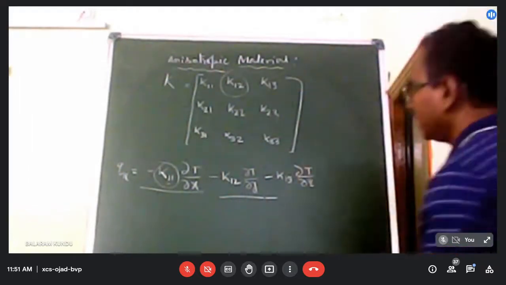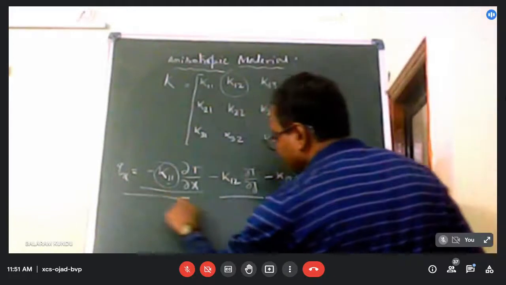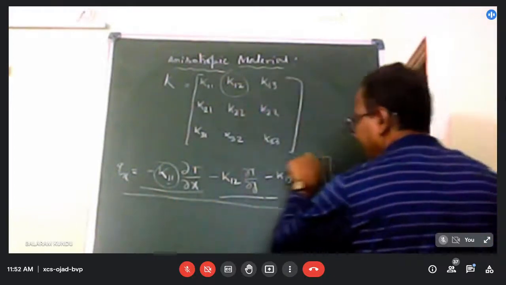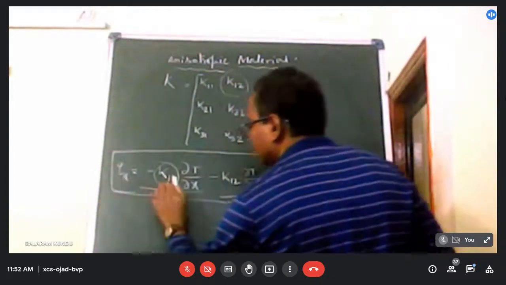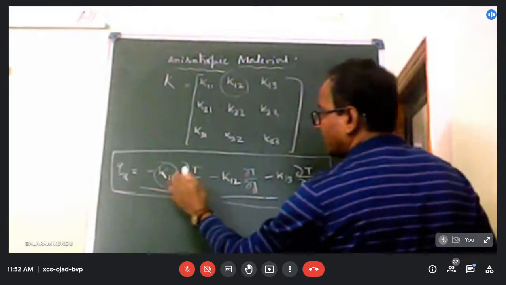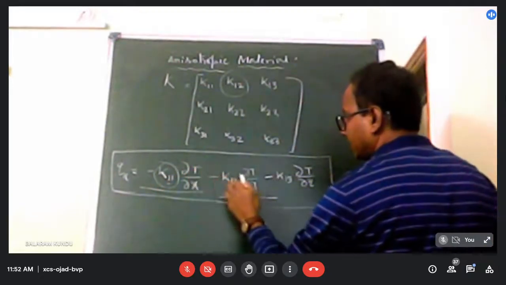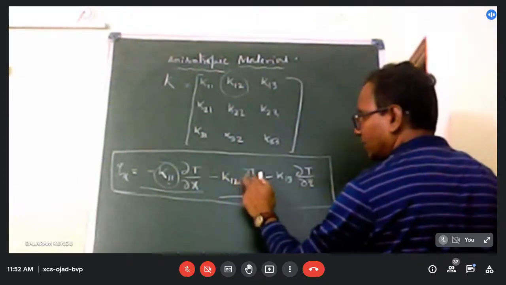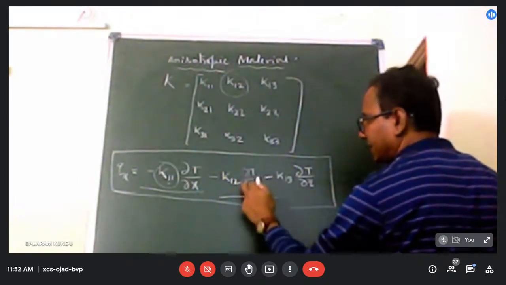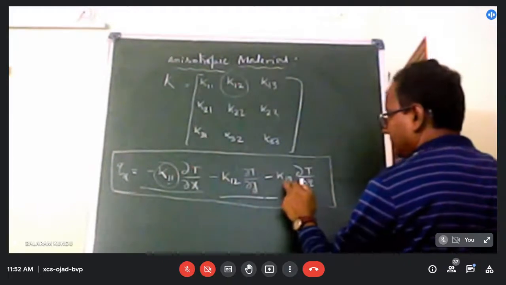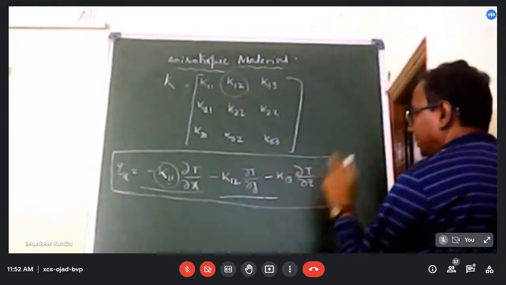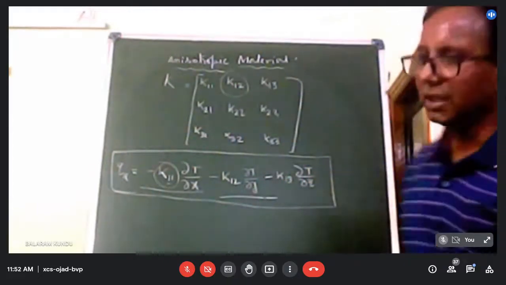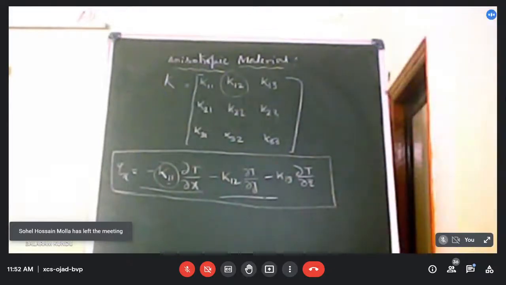So the total heat flux in the x direction is equal to minus K11 into the temperature gradient, minus K12 into the temperature gradient in the y direction, where 2 represents the y direction, and minus K13 into del T by del z. So this is your Qx, that is your heat flux component in the x direction.